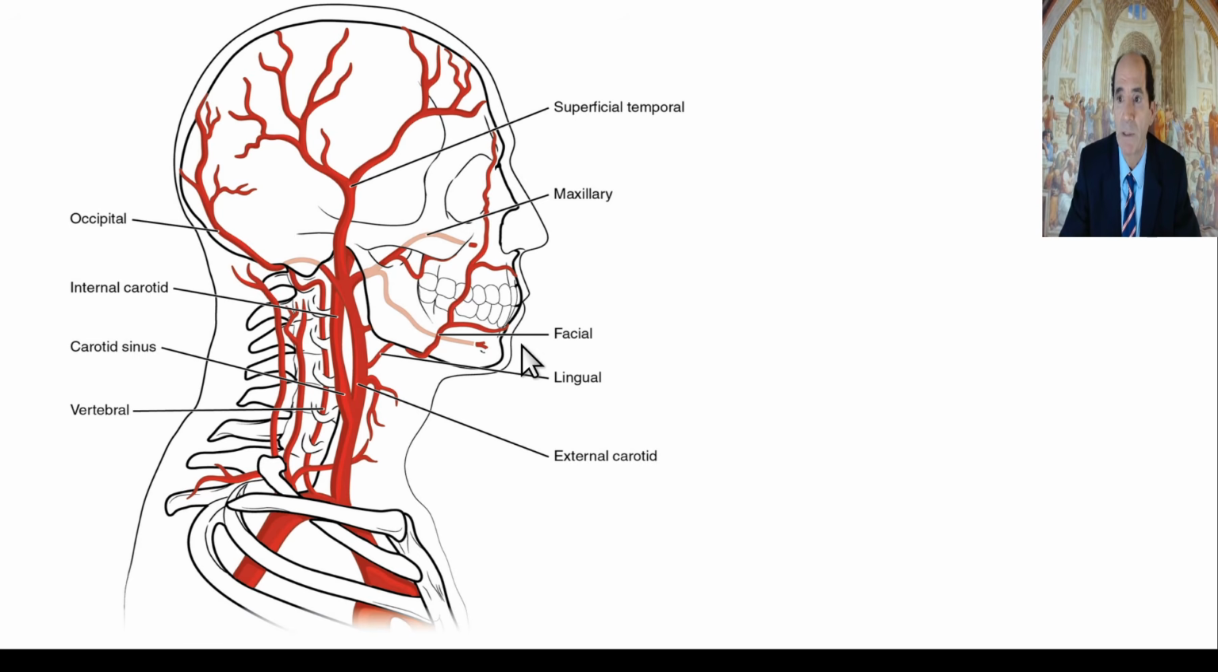And the way I remember is I just make mnemonics. So SELFO-PSM. S for superior thyroid, that goes down to the thyroid. A for ascending pharyngeal, goes up. L for lingual. F for facial.